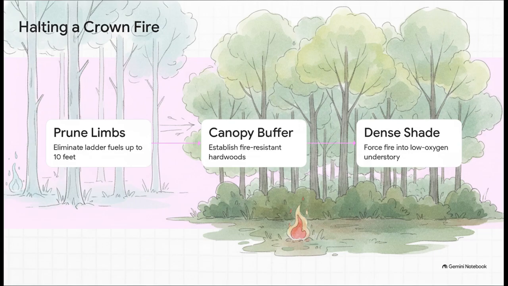Second, we establish a dense, closed canopy buffer made of fire-resistant deciduous hardwoods, trees that don't have those highly flammable resins. Third, because that canopy is so incredibly dense, it casts deep shade. That shade completely suppresses the growth of dry, flammable underbrush, forcing any incoming fire down out of the canopy and into a damp, low-oxygen understory where it just loses momentum and starves.